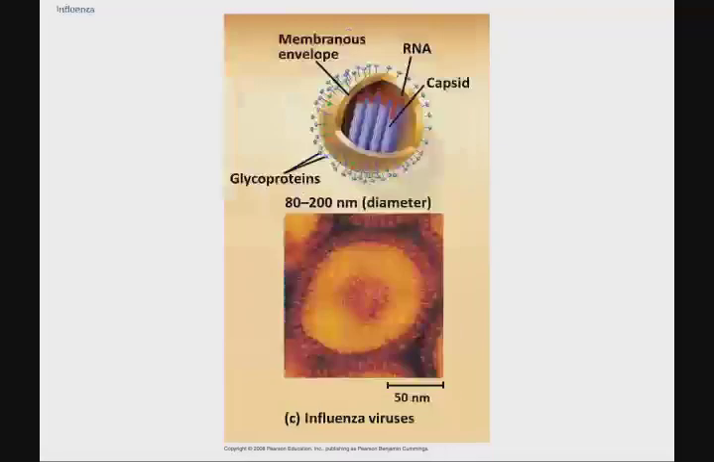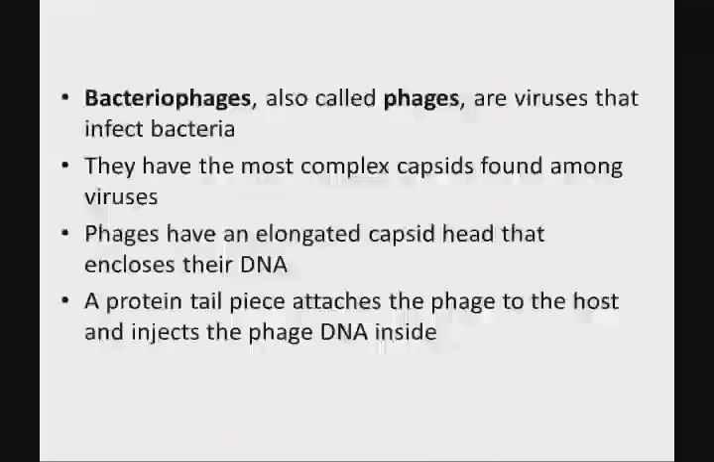This is the influenza virus. You can see here you have your RNA genome surrounded by the capsid, and this is an enveloped virus, so you then see that membranous envelope studded with glycoproteins.